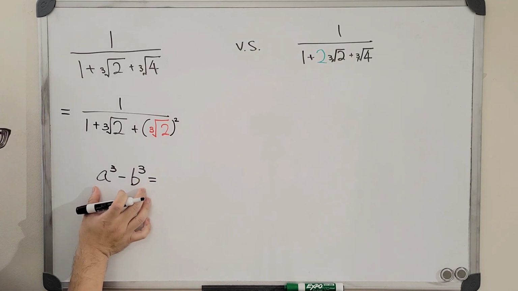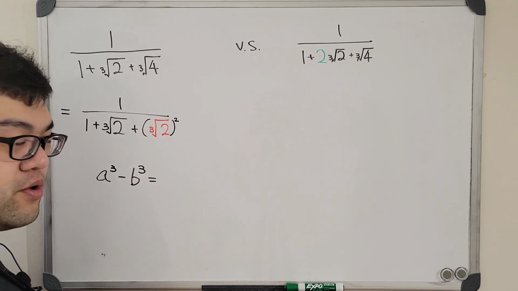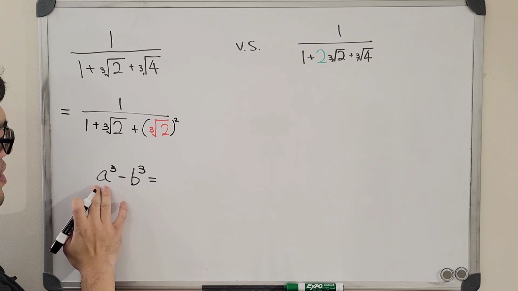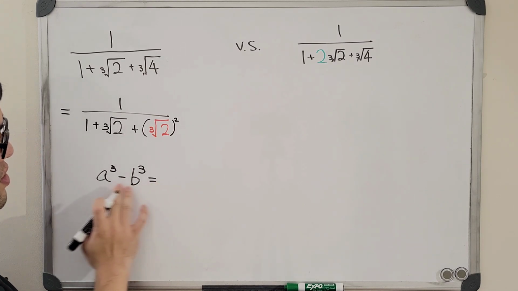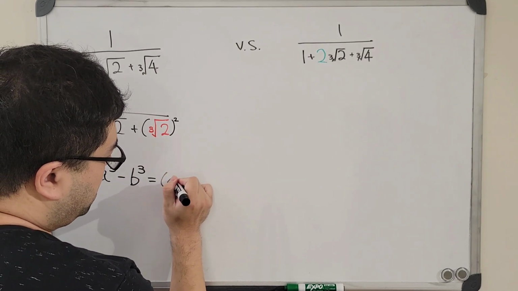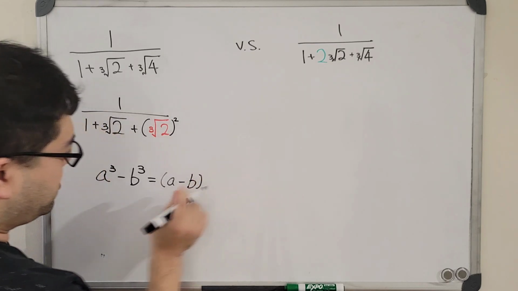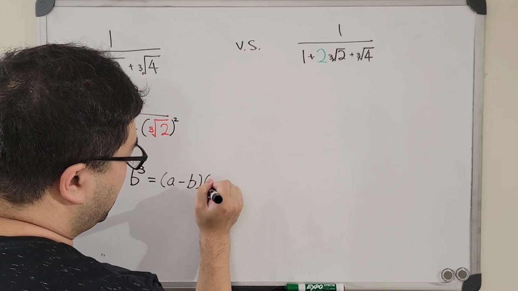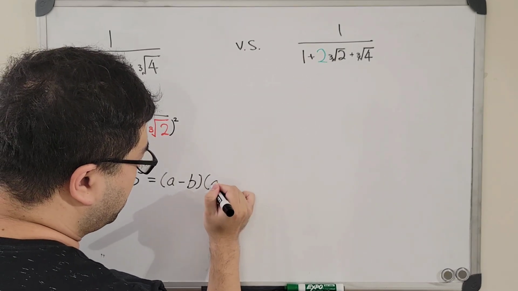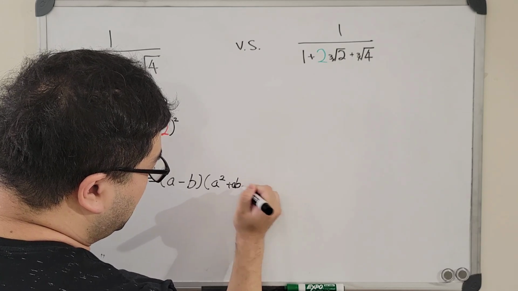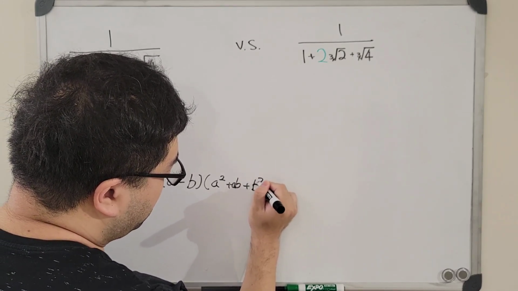And we know that this is factorable because we can try to set this equal to 0 and find out that in order to factor out, we need to have a equal to b. In other words, a minus b is a factor of a cubed minus b cubed. And for the other factor, we'll of course get a squared plus a times b plus b squared.